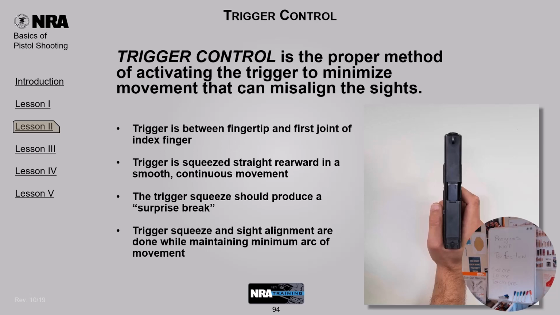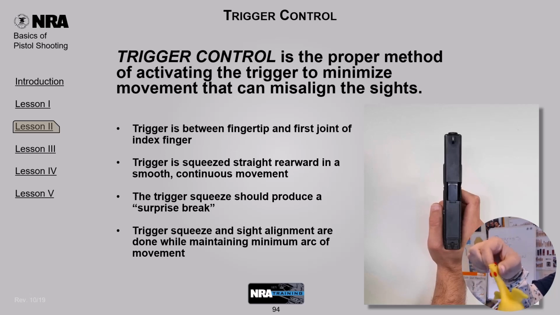So trigger is squeezed straight rearward in a smooth, continuous movement. What I like to teach you is apply pressure, apply pressure, apply pressure until, ready, the next bullet point, the trigger squeeze should produce a surprise break. So imagine, we'll go in reverse. Imagine my chicken is a trigger and I'm applying pressure, right?